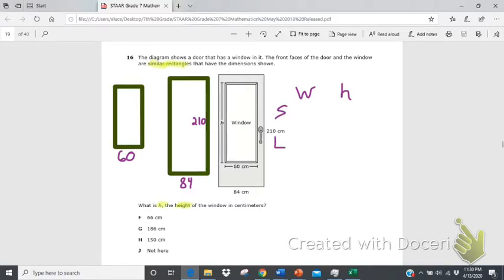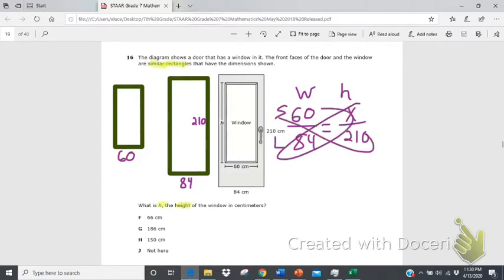So the width on the small one is 60. The width on the larger rectangle, or the door in this case, is 84, is equal to the height on the small one, which is the window. We don't know what it is, so let's put X. And then the height on the larger rectangle, or the door in this case, is 210 centimeters. And now, to solve, we cross multiply, and we determine that the height of the window is 150 centimeters.